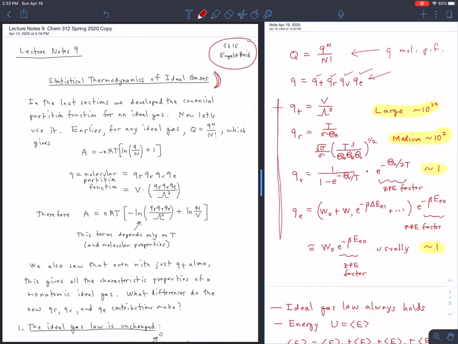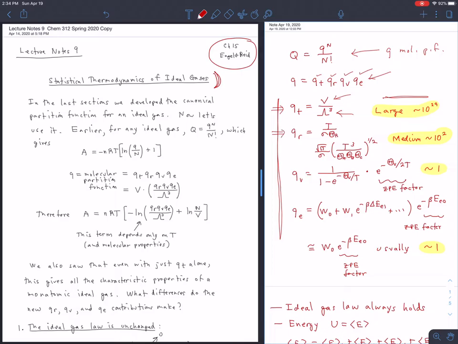So for the translational partition function, we saw that it's just the volume that the gas occupies divided by the thermal de Broglie wavelength cubed, so it's really a thermal de Broglie volume. We saw that that partition function contributes a lot of microstates. There are a lot of translational microstates because the box that the molecules are in is big, is macroscopic.